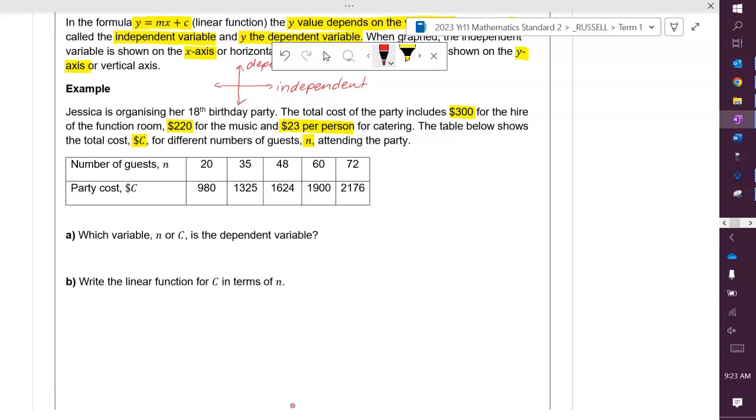So which variable, N or C, is our dependent variable? So in this, which one is dependent on the other? So C is our dependent, as it will change depending on the number of guests that arrive. So depending on n, the number of guests.